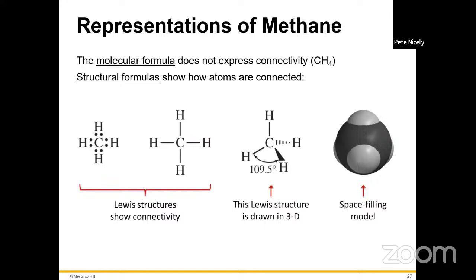The molecular formula basically gives you the composition. It doesn't say anything about how the atoms are connected. The Lewis structures, such as this one and this one here, show how the atoms are connected. That's all it tells you. It doesn't tell you anything about the shape.